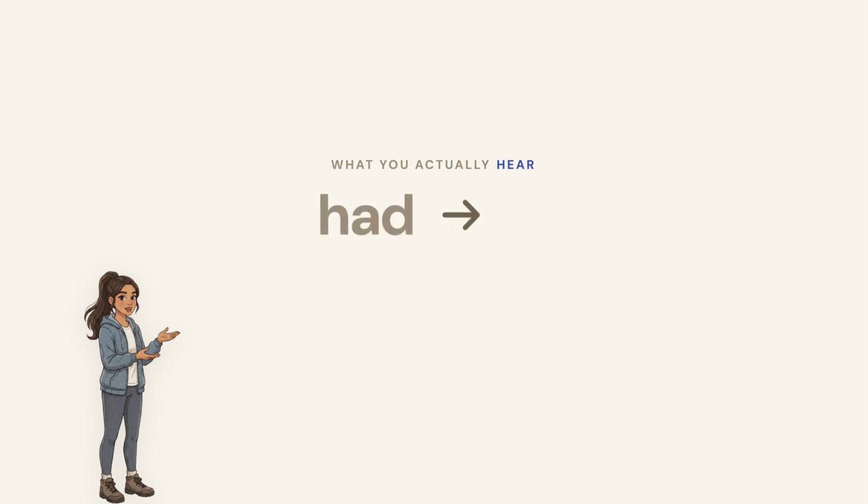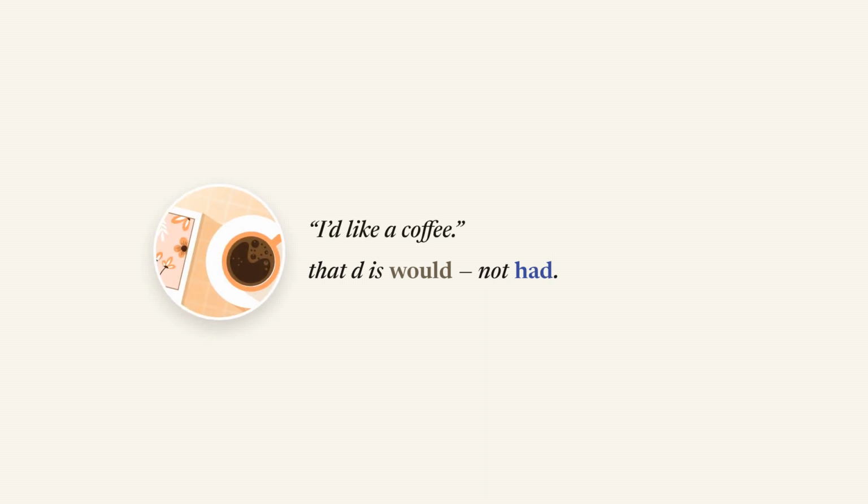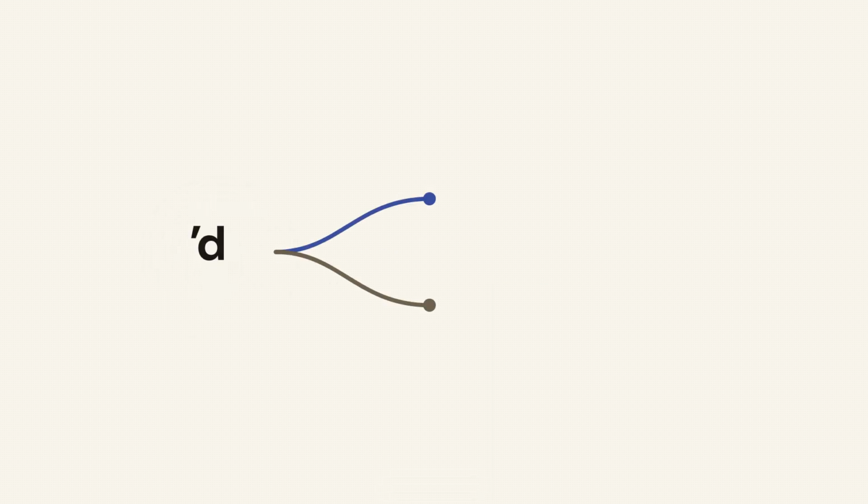Here is something that trips up a lot of learners when they listen to native speakers. We shorten "had" to just a D sound. I'd finished, she'd left, they'd gone. But that same D sound is also short for "would." I'd like a coffee. That is "would," not "had." So how do you tell them apart? Look at the verb right after.